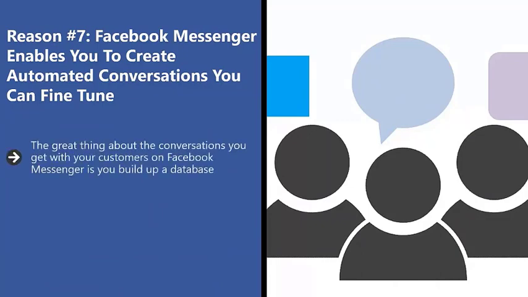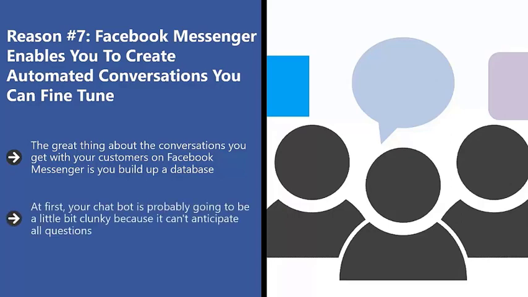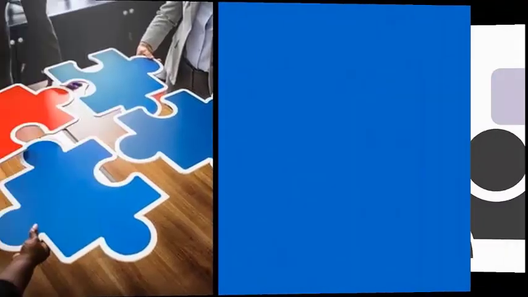The great thing about the conversations you get with your customers on Facebook Messenger is you build up a database. You can look for certain words that keep coming up again and again, and you can fine-tune the answers that you give out immediately. At first, your chatbot is probably going to be a little bit clunky because it can't anticipate all questions. But once you see the patterns and you connect the dots, you come up with better scripts, and this leads to happier customers. Eventually, you can automate all of this using big data analysis.